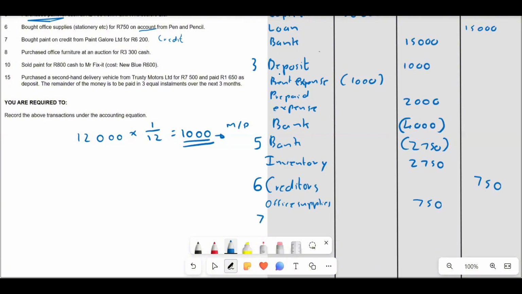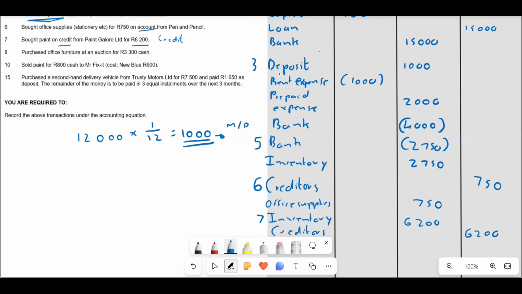we bought paint on credit. Therefore, from a creditor it affects our liabilities for 6,200. So we bought paint on credit, which is inventory. And it was on credit, so our creditors would have been impacted, or they're going to be affected. So inventory of 6,200 and our creditors would have been 6,200.